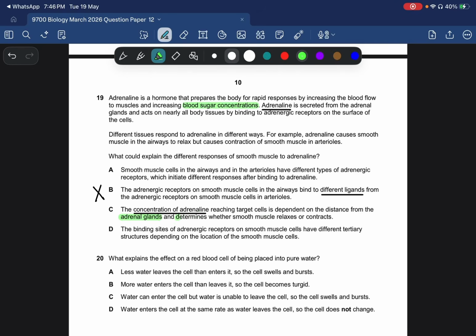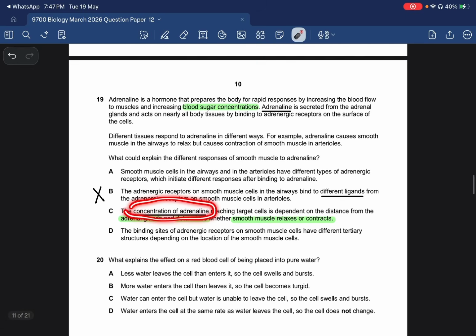Now, the concentration of adrenaline reaching the target cells is dependent upon the distance from the adrenal glands, and it determines whether the smooth muscle cells relax or contract. This is wrong. Why? This is basically telling us that if you are closer to the adrenal gland, that means more adrenaline is going to reach you. When there is more adrenaline, the smooth muscle is going to contract. But if it's less adrenaline, the smooth muscle is going to relax. How does that make sense?